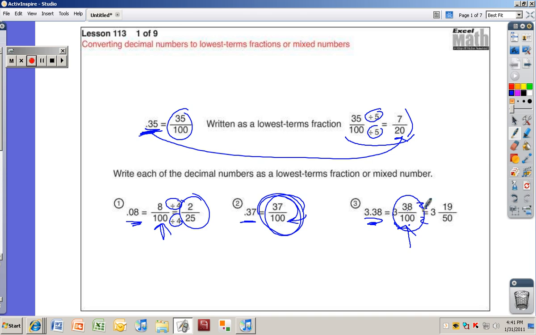So 38 divided by 2 is 19. 100 divided by 2 is 50. The answer is 3 and 19/50ths. Notice the answer is not 19/50ths. The answer is 3 and 19/50ths. You can't drop that whole number off when you go to write the actual solution.